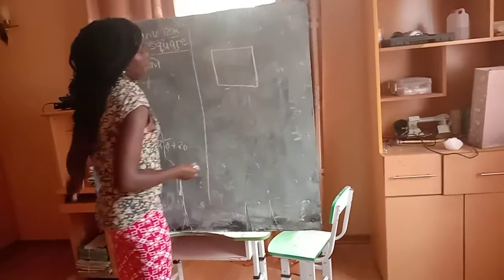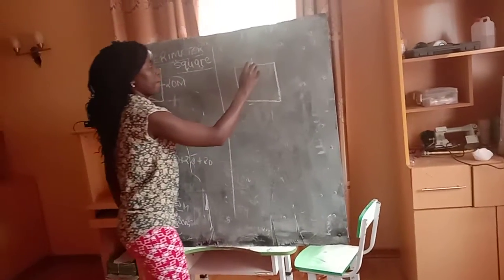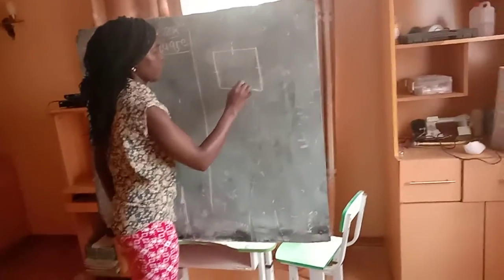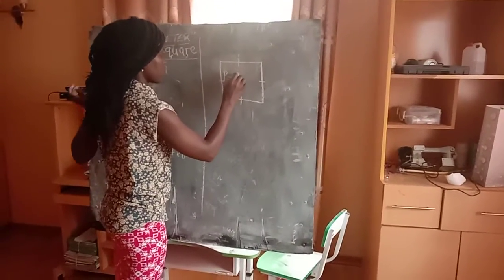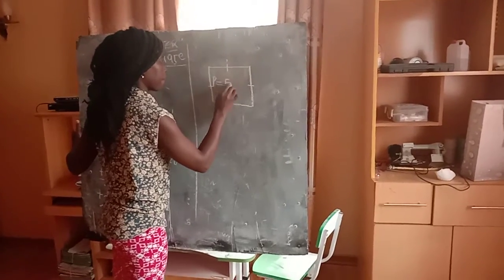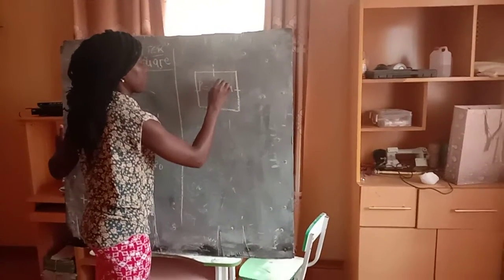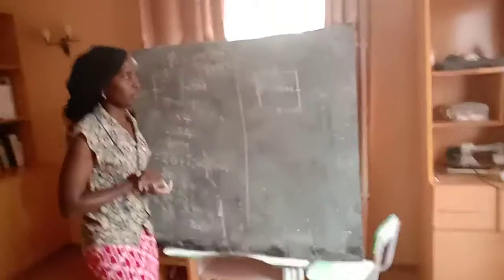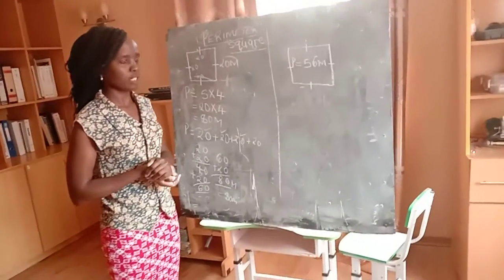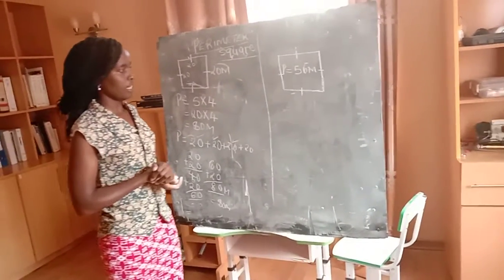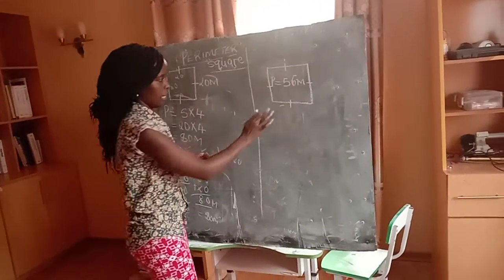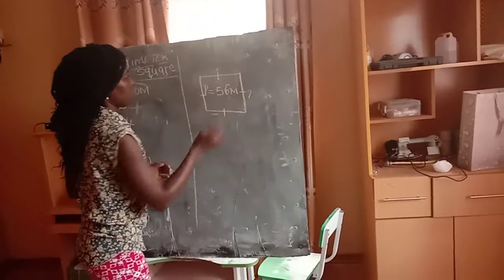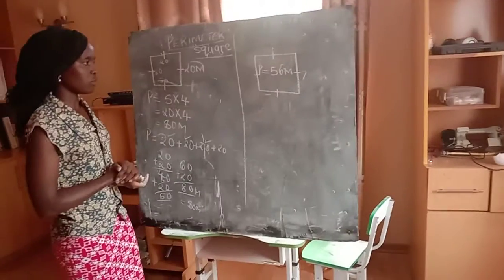This is my square. They tell me that the perimeter, for example, is 56 meters. So I'm told that the perimeter of a square is 56 meters. Find the measure of its side, or what is the measure of one of its sides. So I want to get the measure of the sides. So what am I going to do?